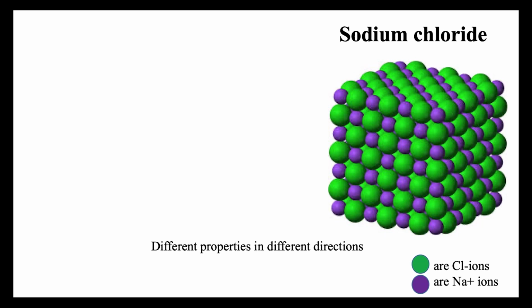Now, if you measure any physical property of this solid like thermal conductivity, mechanical strength, refractive index or any other optical property, you will get different values when measured in these two directions. This property of a solid is called anisotropy. Thus, crystalline solids are anisotropic.